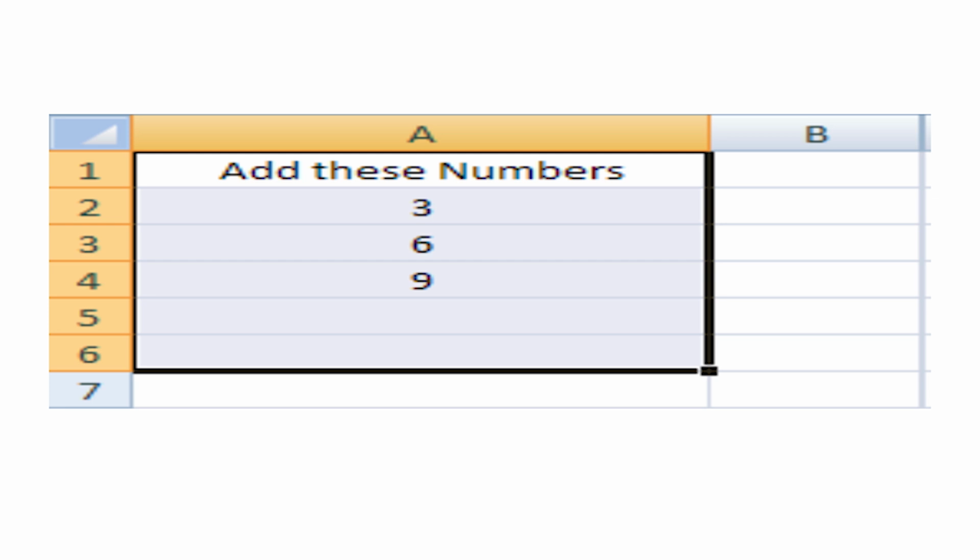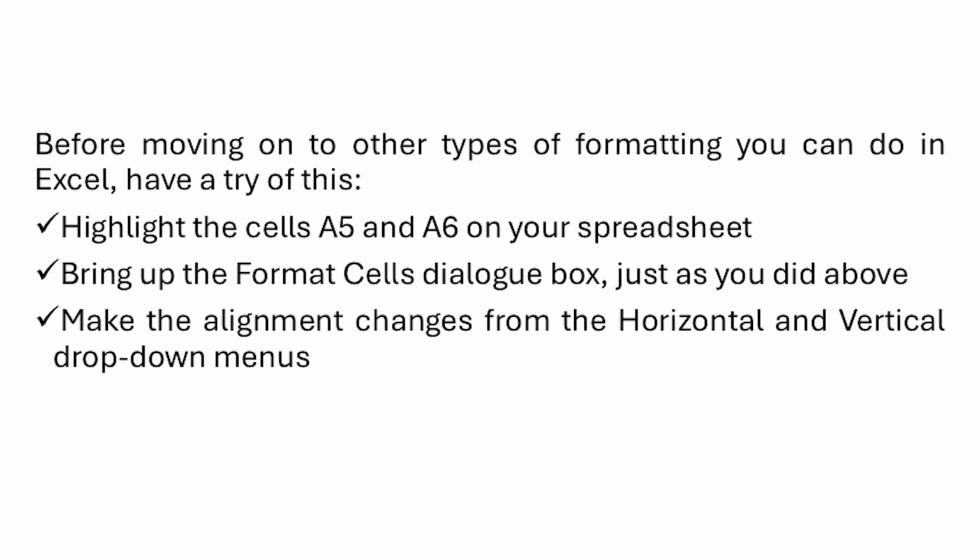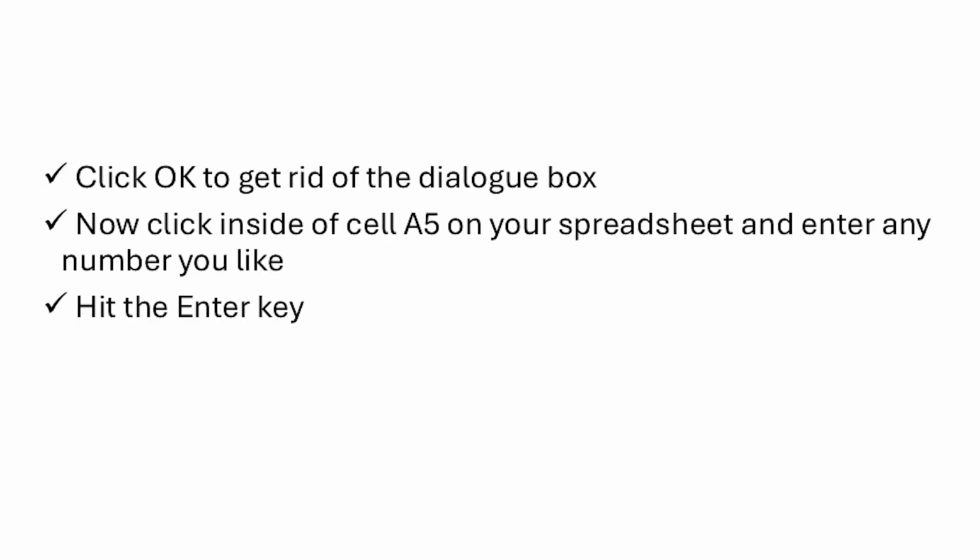Before moving on to other types of formatting you can do in Excel, have a try of this. Highlight the cells A5 and A6 on your spreadsheet. Bring up the Format Cells dialog box, just as you did above. Make the alignment changes from the horizontal and vertical drop-down menus. Click OK to get rid of the dialog box.